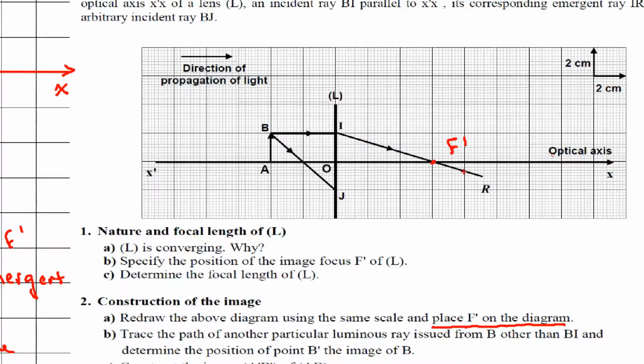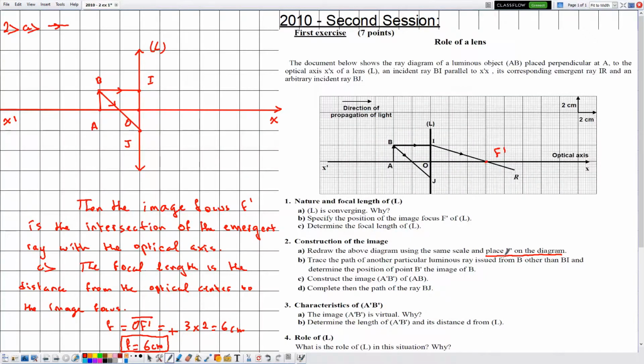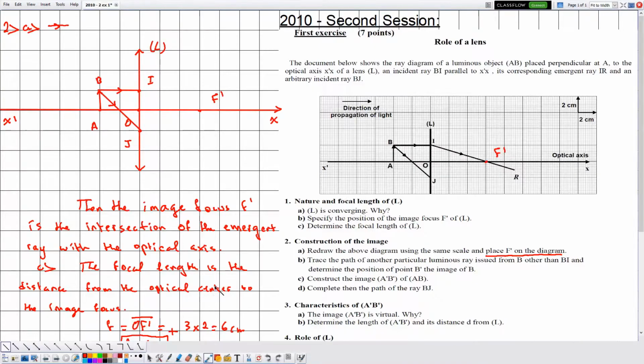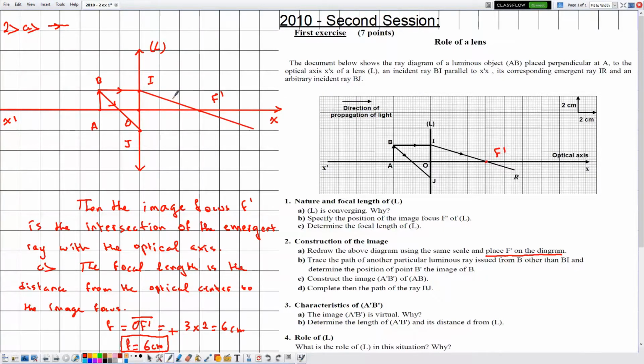Now the emergent ray IR intersects with the lens L at the image focus f prime, which is 1, 2, 3 divisions behind the lens. And they told me place f prime on the diagram, so 1, 2, 3, this is f prime. So this is the emergent ray IR. Moreover, the scale is given by 2 centimeters along the x-axis and 2 centimeters along the y-axis. So this is it for part A.